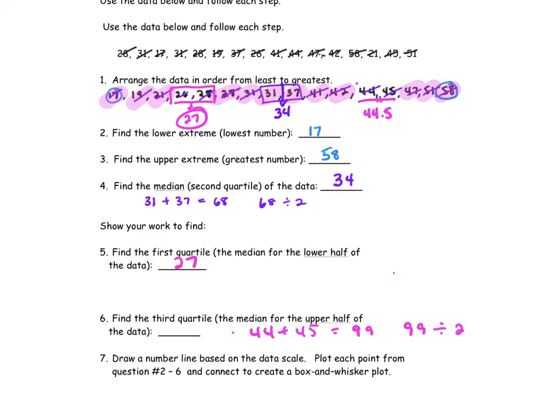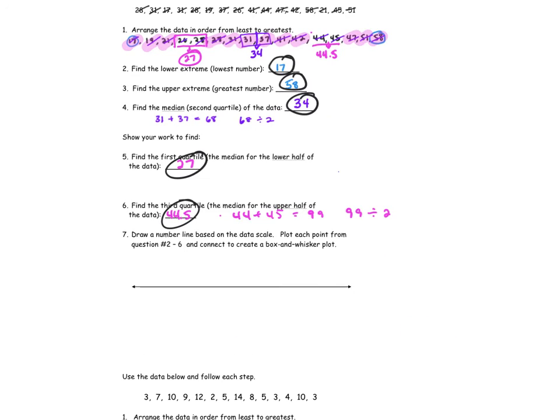So sometimes it happens with our data. So that's halfway in between. So 44 and 5/10. So we are now ready to make our box and whisker because we have these 5 key points that we need. So direction 7 says draw a number line based on the data scale.